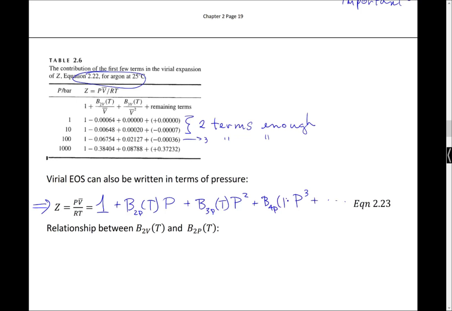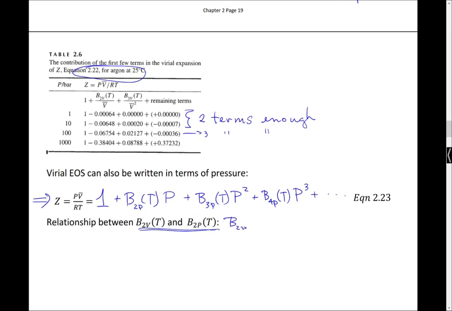B4P, function of temperature. All right? So I've introduced another virial coefficient, right? I do want to point out that there is a relationship between the equation of state in terms of pressure and the equation of state in terms of molar volume, and it's pretty straightforward. We're not going to do the derivation. It gets a little bit messy, so we're just going to talk about the output.